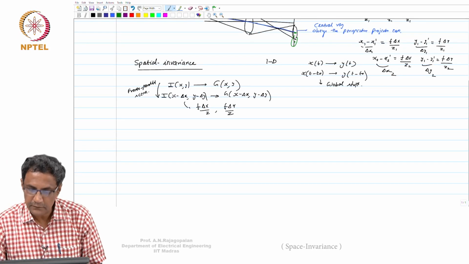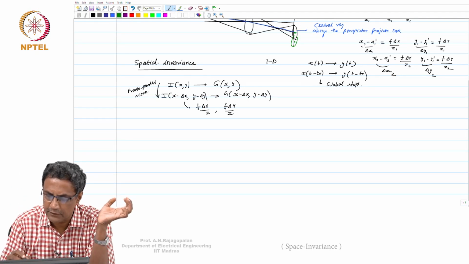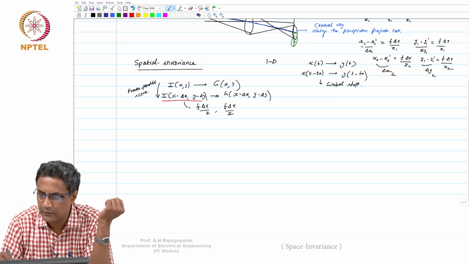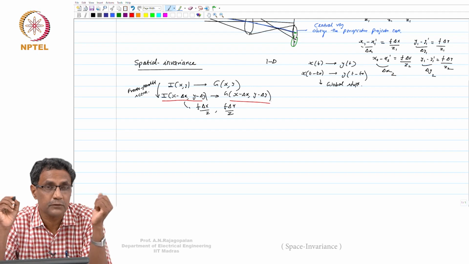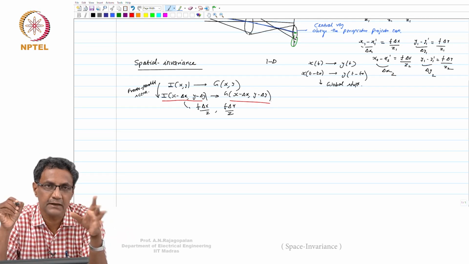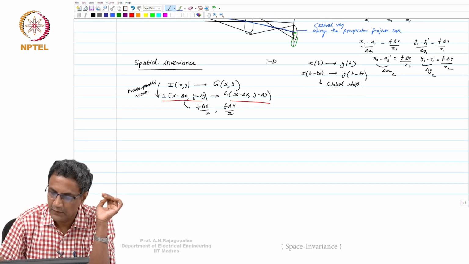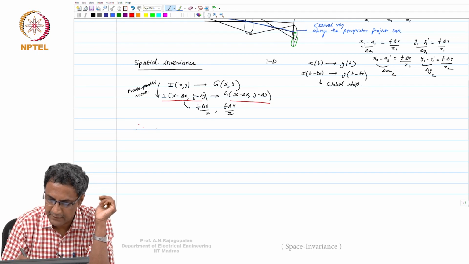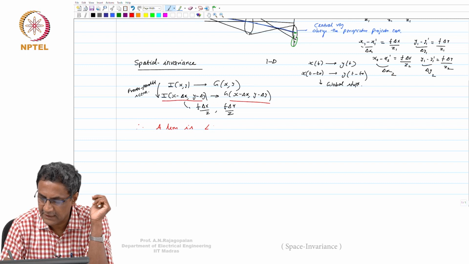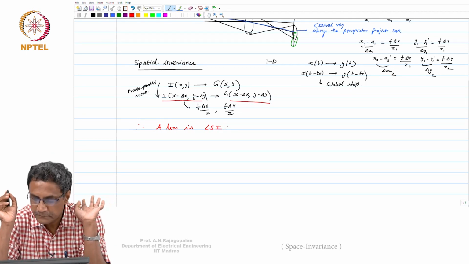Then, so therefore, overall, if you all agree upon this, that if you give a shifted input, then it will of course give a shifted output. The output is exactly shifted by the same delta x, delta y, not alpha times delta x and alpha times delta y. On the image plane, it moves exactly by the same amount, which then means that a lens is actually LSI. That means it's linear as well as shift invariant.